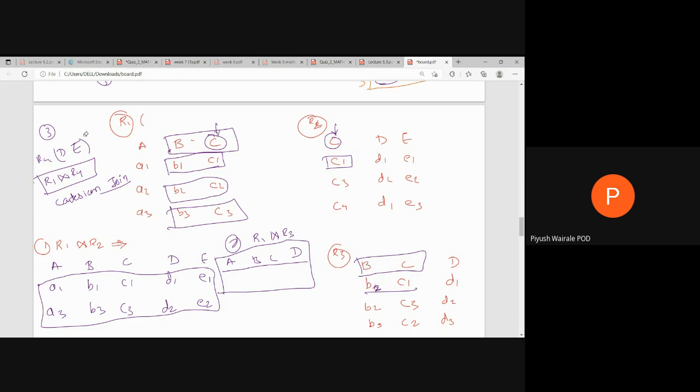But if the common attribute is not there, then it will perform the Cartesian join. And sir, I'm also not so clear with one more terminology. Sorry, you are not audible. Am I audible, sir? Yes, you are audible.